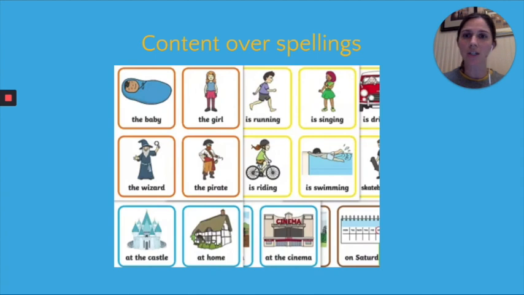So we have cards like the ones you see on the screen, where we have the baby, the girl, the pirate. You've got the what doing: is running, is singing, is swimming. You've got the where: at the castle, at home. You've got the when: on Saturday. And then the children can put those sentences together and they know that they are writing a complete sentence. Again, if this is too complicated, some children are just working at the sentence level of subject and verb. The boy is running. And we leave it at that.